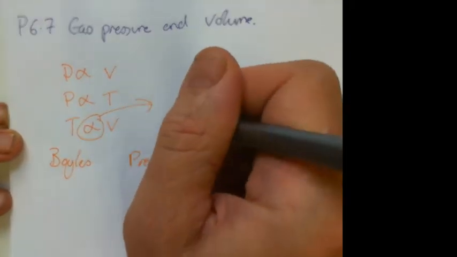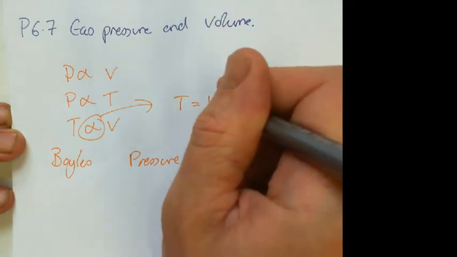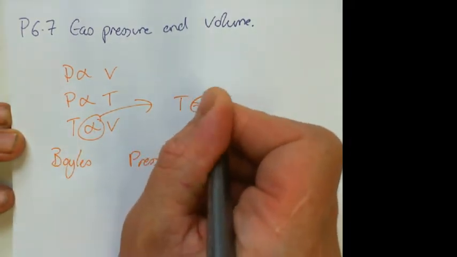And all that is saying is, if you want to change this proportional sign, the way that we change the proportional sign in physics is we just say that T equals K, which is the constant, times V, and you can replace the proportional sign with an equals constant.